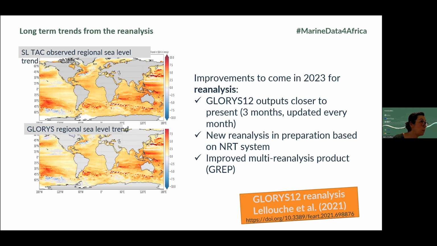So the improvements to come, we are going to provide outputs of this reanalysis closer to real time, closer to present. Every month, we are going to update until 3 months before present time. This is going to happen at the end of 2023 in the next release of the Copernicus Marine Service. A new reanalysis is in preparation based on the near real-time system. And we're also in the process of improving a multi-reanalysis product that we also disseminate, which is called GREP, so that it includes better versions of the reanalysis and maybe this high resolution reanalysis too.